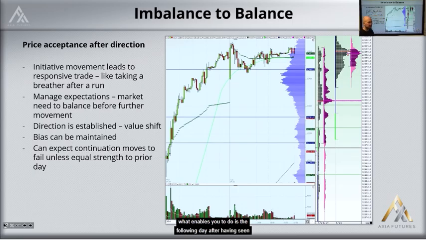So what it enables you to do, the following day after having seen something like this, where you get a very clear straight-line trend move, this is an example in the DAX, is look at it thinking there's a reasonable chance that we're going to balance out. The market has come a long way. Are people still willing to buy? Think about it from a trader who thought, "I quite want to buy down here at 12,280." Now the price is 12,500, 220 ticks higher. Do they still want to buy?